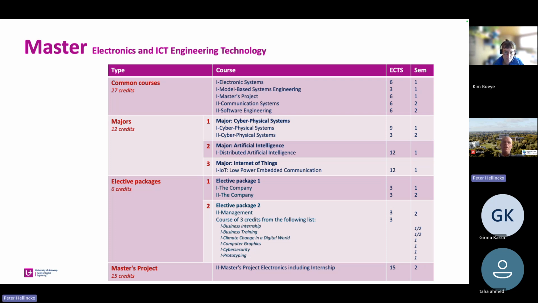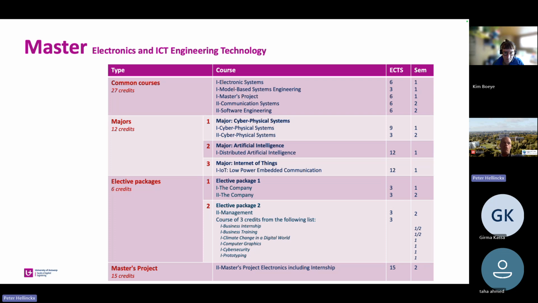Then more importantly, when you start at our master, you will have to choose between 3 majors that you can follow. The first major is on cyber-physical systems. It contains 2 courses in a total of 12 credits, really focusing on cyber-physical systems, but I will elaborate a bit more on that later. A second major is focusing on artificial intelligence. It's just one big course on different topics in distributed artificial intelligence. And then there is a third major, also 12 credits, focusing on Internet of Things, diving more into depth in low power embedded software and communication.